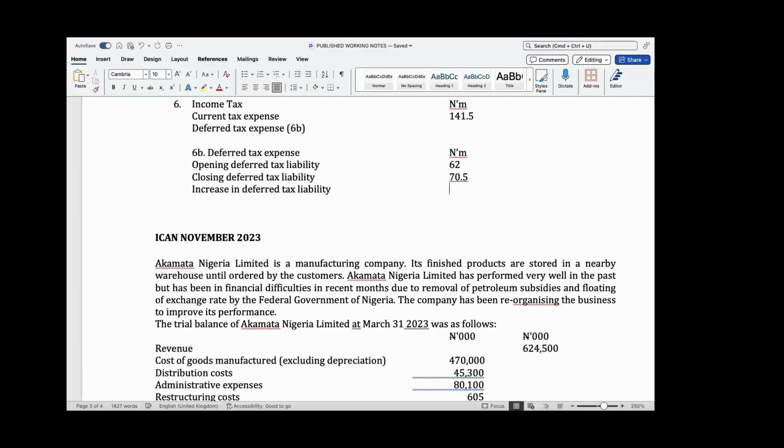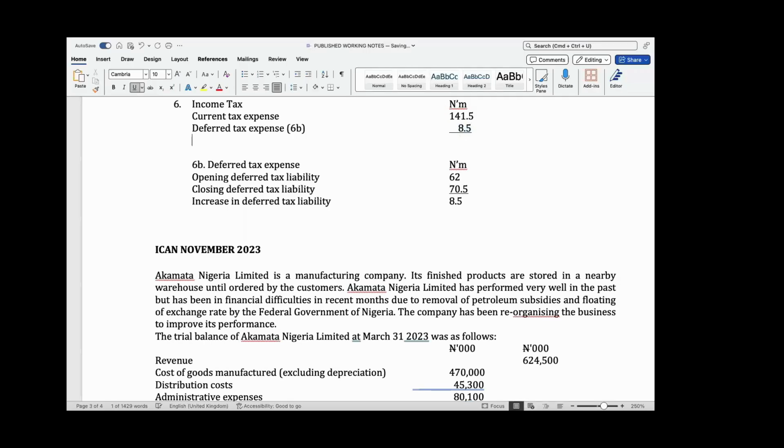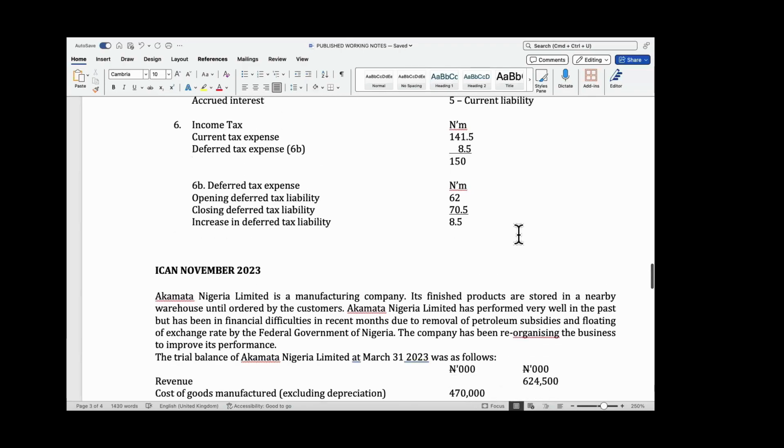Increase in deferred tax liability. So what's the difference? 8.5. You know that it could be a decrease. If it's a decrease, it's not going to be expense, it will be income. It will be a deduction from here. So I will add it to my income tax. So what's the addition of these two? 150. So this is how you set it up.